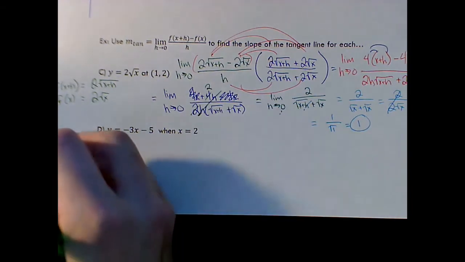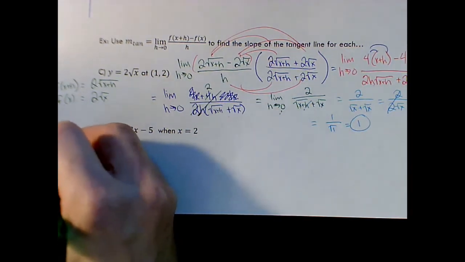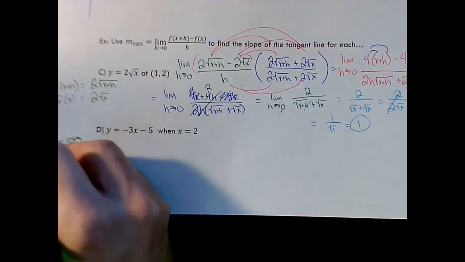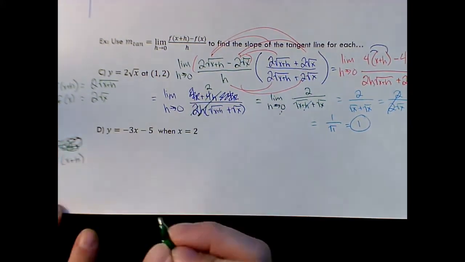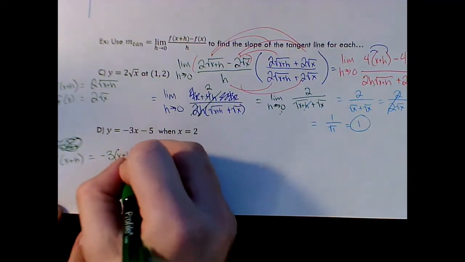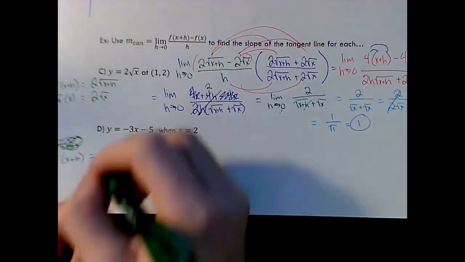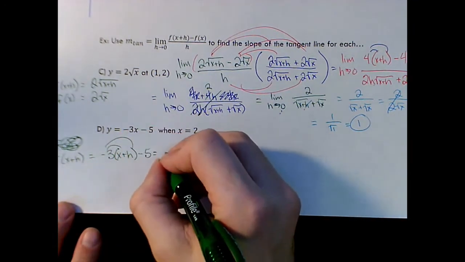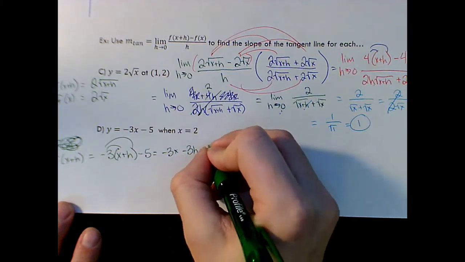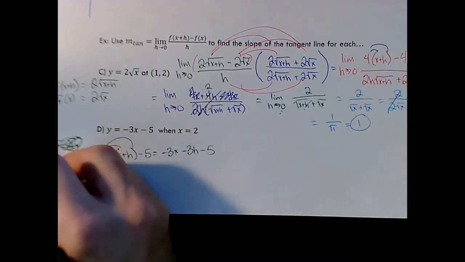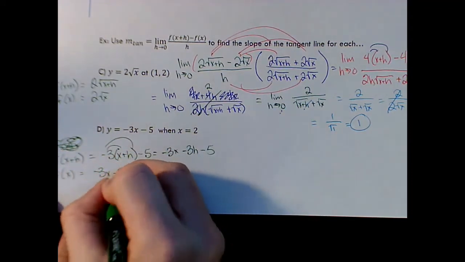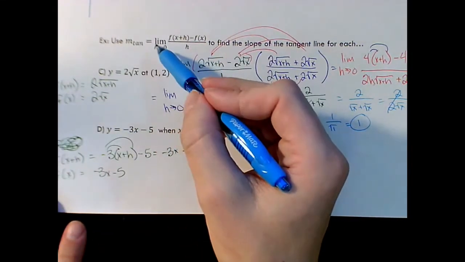All right. Let's do it again. I have f of x plus h equals negative 3 times x plus h minus 5. Let's do a little simplifying. Negative 3 times x is negative 3x. Negative 3 times h is minus 3h. And then minus 5 comes along for the ride. Then f of x is negative 3x minus 5. My equation is there. I'm not going to rewrite it.